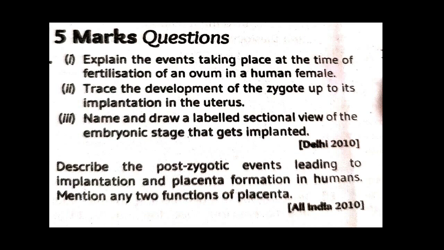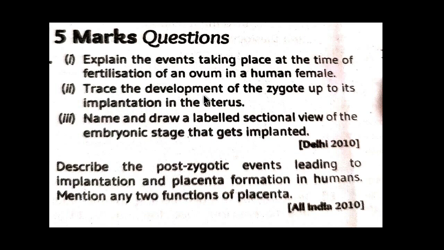Okay, then entry of the sperm induces the completion of second meiotic division of the secondary oocyte, which leads to the formation of the second polar body and a large oocyte. And then nucleus of the sperm and that of the oocyte fuses to form a diploid zygote. So all the 5 points you have to write down. Okay, so it is of 2.5 marks.